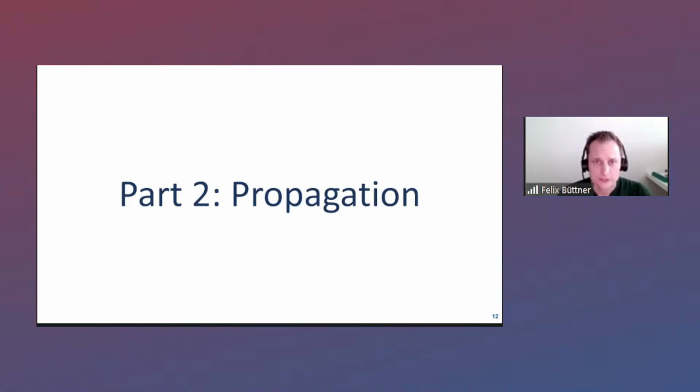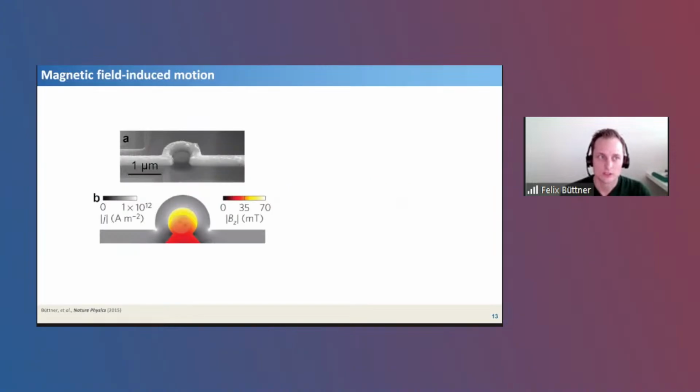Okay, now we have looked at the nucleation. Now what about propagation? Here I would also like to take two examples. The first one is magnetic field-induced motion, because this is interesting for sensors. Here the experiment is that we have a skyrmion-containing disc. This is a disc of a few hundred nanometers in diameter, and around that disc we put a microcoil to inject a field pulse, to generate a magnetic field pulse.